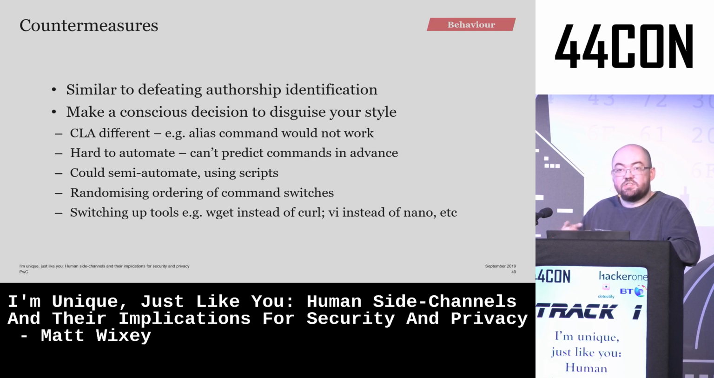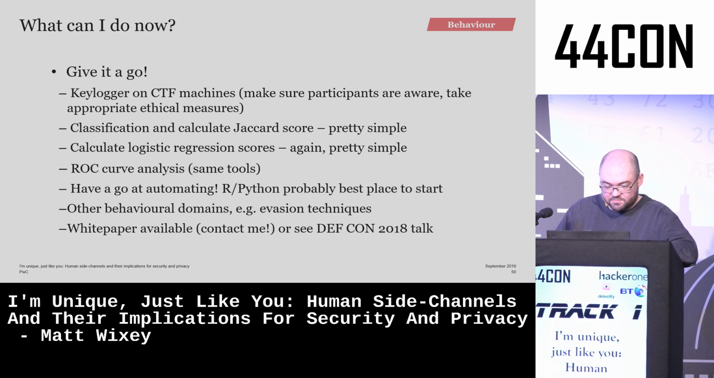And if they'd randomized the order of that, it might have made them a bit more difficult to track. You could switch up the tools you're using if it's not going to affect the output. So instead of wget, you could use curl if that's appropriate. You could use vi instead of nano, although I realize that's a hugely controversial thing to say. So there are things you can do in terms of the tools you use.